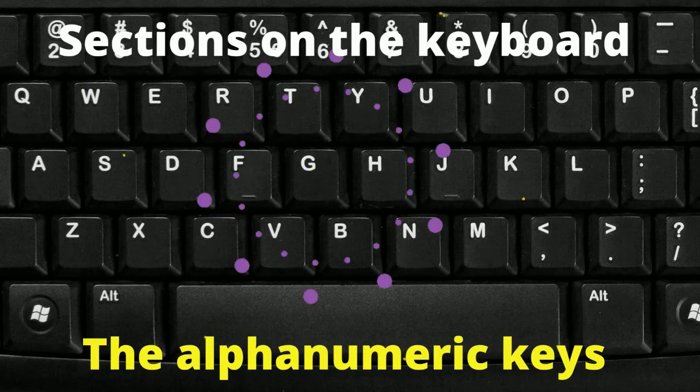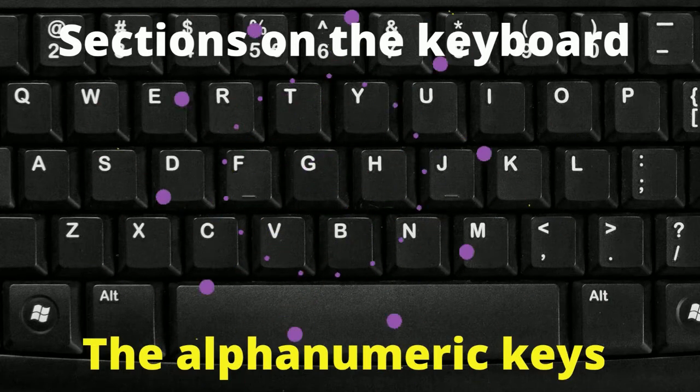And next we have the alphanumeric keys. When you have alpha, what comes to your mind? Alphabet. When you have numeric, what comes to your mind? Numbers. So this part contains both the alphabet and the numbers. You can see A, S, D, F, and G. Then when you go up, you see your 1, 2, 3, 4, 5, 6. So they contain both alphabet and numbers. So we use it to input data into our computer system.